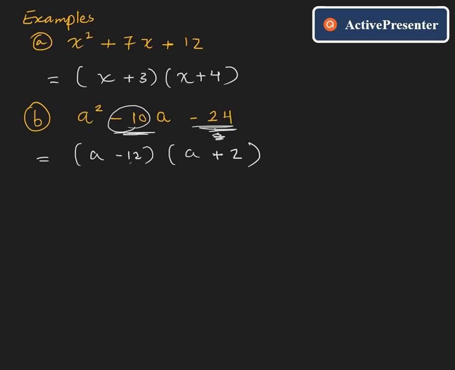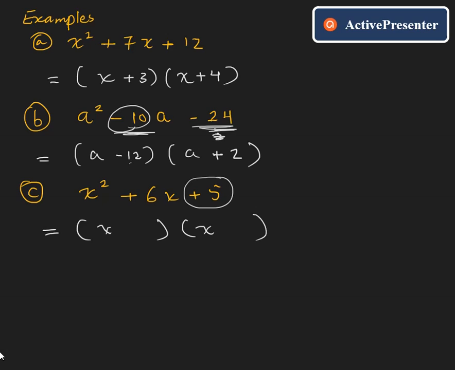Another question. x squared plus 6x plus 5. When you factor it, here x and here x. What are the numbers if you multiply you will get 5, and if you add them you will get plus 6? I would say plus 5 and plus 1. If you multiply positive 5 by positive 1 you will get positive 5, and if you add them together you will have the sum as plus 6.